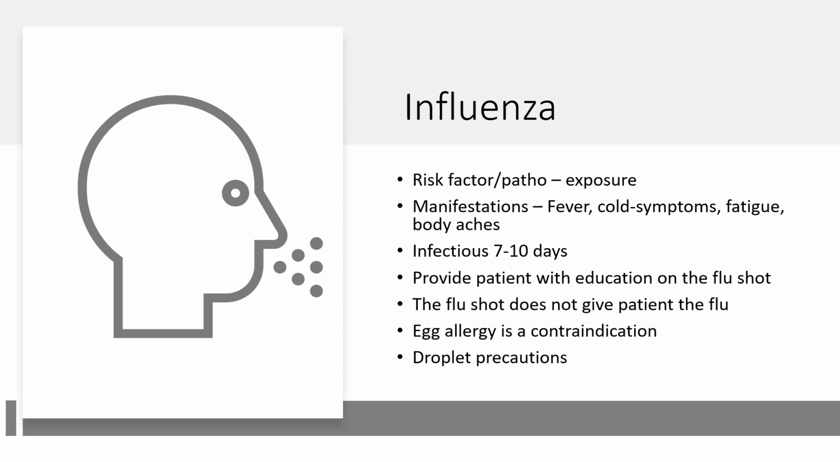So influenza, I'm just going to quickly go over this. So your risk factor or pathophysiology is being exposed to the influenza virus. It does require droplet precautions, and there is an immunization to help prevent it. An egg allergy is a contraindication to that immunization. Manifestations, so this is going to be your cold symptoms, fever, fatigue, body aches, and someone is infectious for 7 to 10 days. So we need to give our patient education on that flu shot, and we need to make sure that they understand that the flu shot does not give the patient the flu.